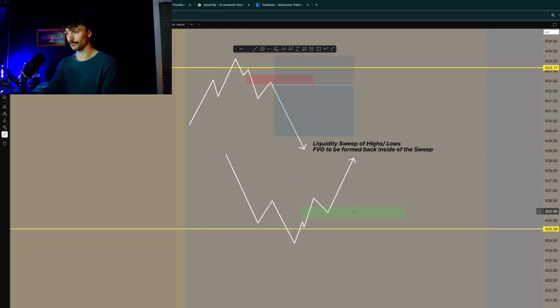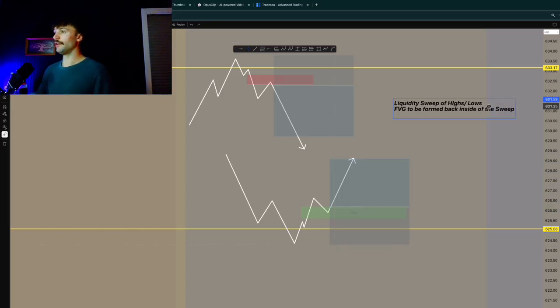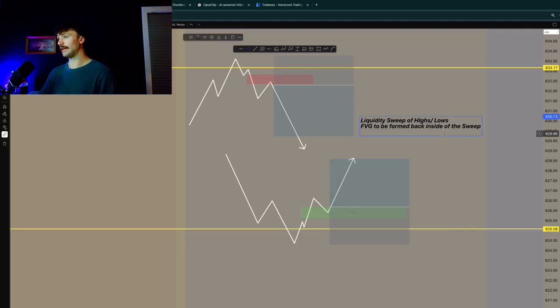And then same over here. You want to look for this entry out of this fair value gap once we do actually see a push off of it, once we have confirmation that we have now retested and continued on. So these are what our trades are going to look like. Very easy, very technical. And once again, we sweep these highs or lows.